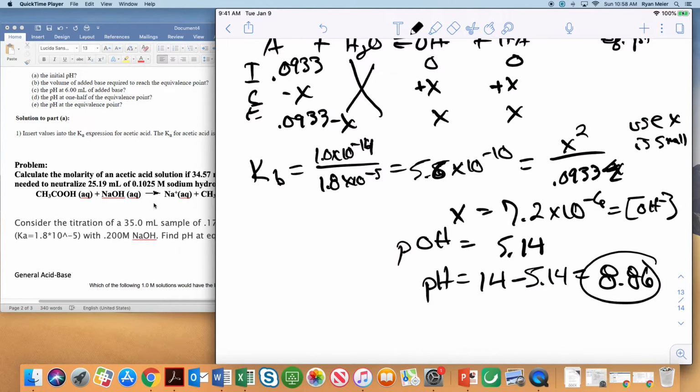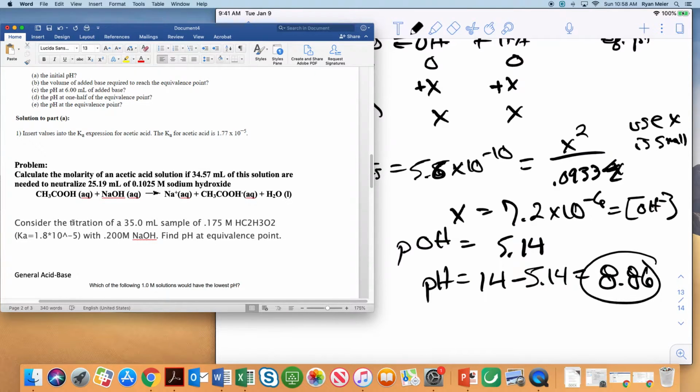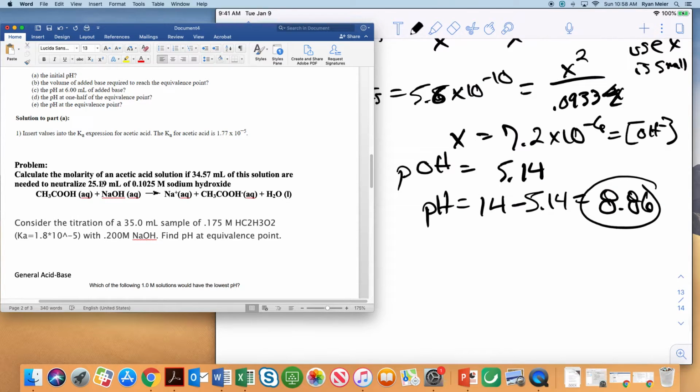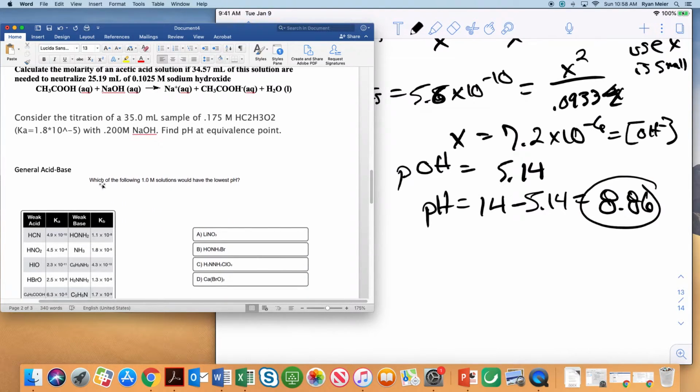Slight difference in the volumes and concentrations of things used, and a tiny difference in the actual Ka that was given to us as well. But those are, again, kind of all of our series of steps. Okay. I think that covers all of our major titration examples.